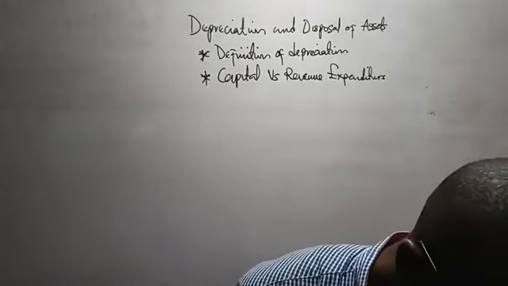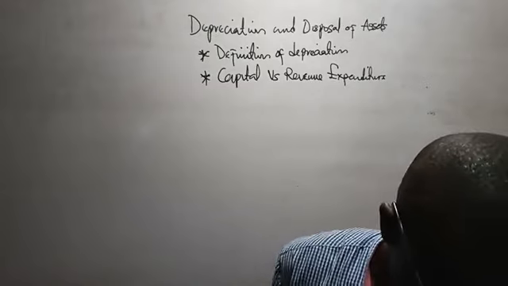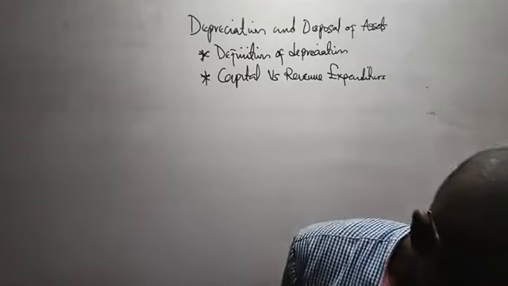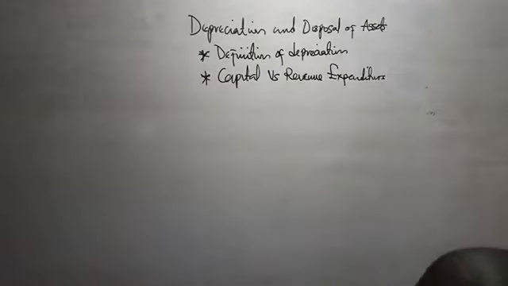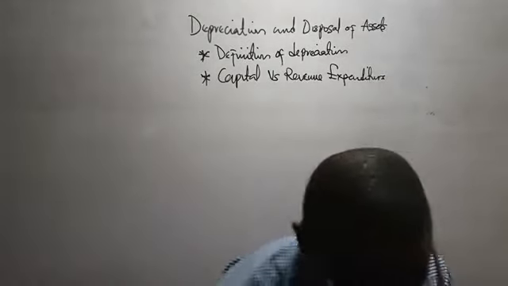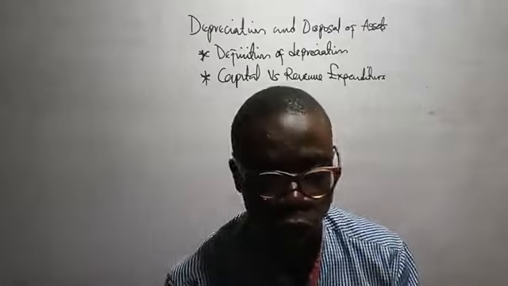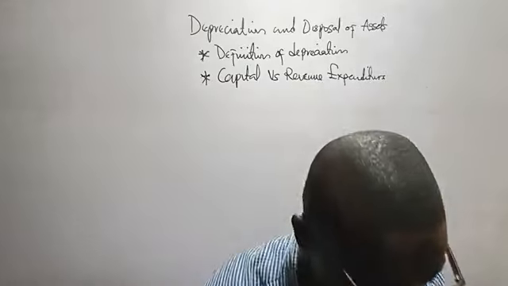Now, the example of capital expenditure. So let's look at the difference now. You can go to your page 72. You will see the difference there. They said the focus of capital expenditure is on long-term expenditure. Are we together now? Whereas revenue expenditure focuses on short-term expenditure. That means expenditure that is within a year.